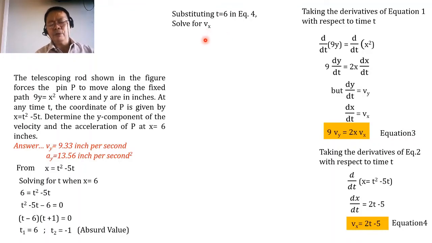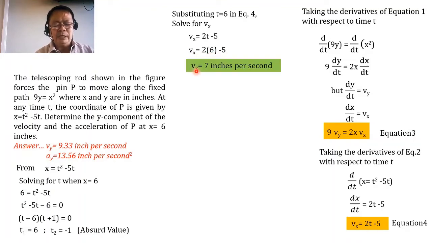So, how do we solve it now? So, we shall have here v sub x equal to 2t minus 5. And so, when t equals 6, we can substitute that. 2 times 6 minus 5 will give us a value of the velocity in terms of inches per second that is equal to 7. Therefore, the x component of the velocity is equal to 7 inches per second. Then, after that, what shall we do next?